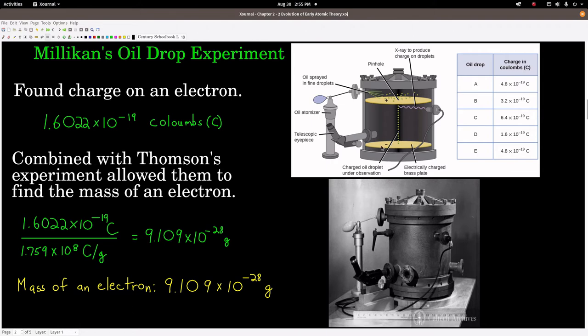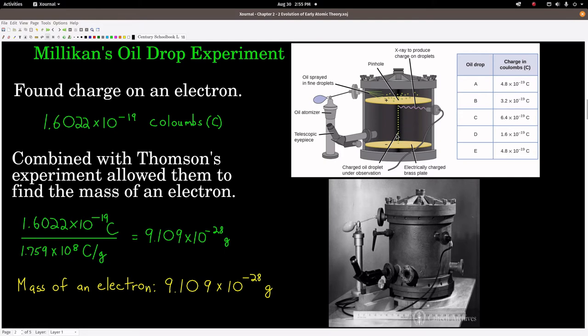And then by adjusting the strength of this electric field, the charge on the electric plates, because these oil droplets now, some of them would have negative charges, and the negative charge on the bottom plate would repel that, and they would slow down, and he could actually cause them to float or even start going back up the other way.